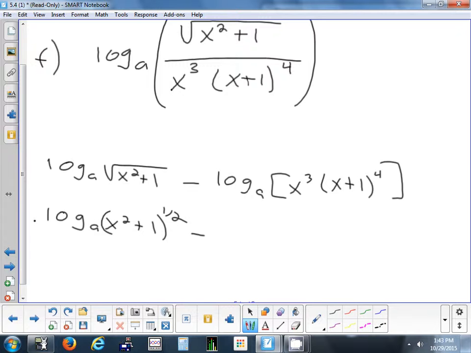And now in this argument, what do we have here? Do we have more division or product? Yeah, you've got something times something. So split that up. What's going to be my first term when I split that up? Log base a of x to the third. And again, we'll talk about doing something with that 3. Plus log base a of x plus 1 to the 4th.